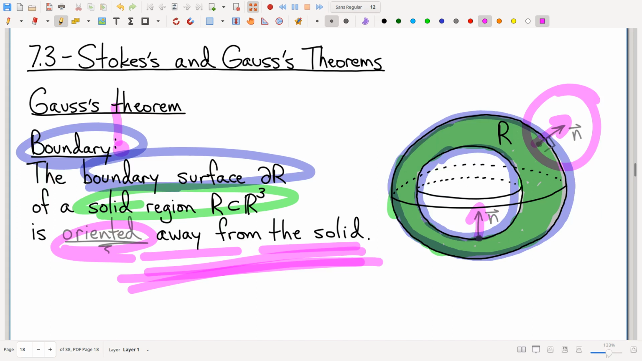Just like with Green's theorem, there's this temptation to say, it's always counterclockwise. Not really. Maybe usually in simple scenarios, right? But the rule is always such that the region is on your left. There is this particular way to actually do it. Here, again, got to be careful. It's always away from the solid. Yes, that is usually outward, but not always.